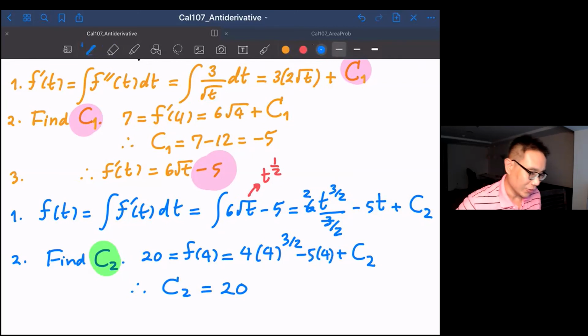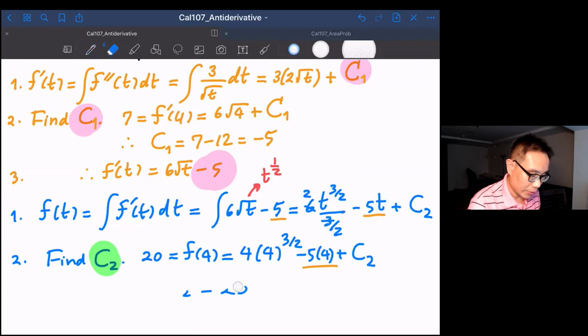Sorry, I forgot to integrate my 5. Okay, so this one is 5. You have this one, and you will have C2, kind of difficult. Let me do this one again.